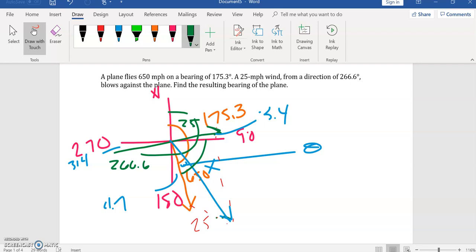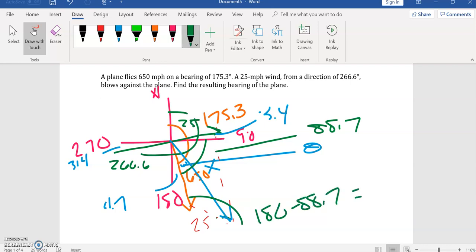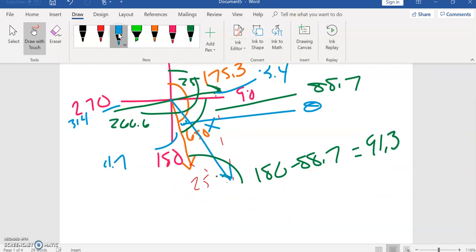So using this information, this angle here is 175.3 minus 90, that's 85.3, and then I have to add in that 3.4. So this angle here is 88.7. Why is that useful? Because in our parallelogram, this one has to be 180 minus 88.7, or 91.3. Now I finally have enough information to use the law of cosines to find x.